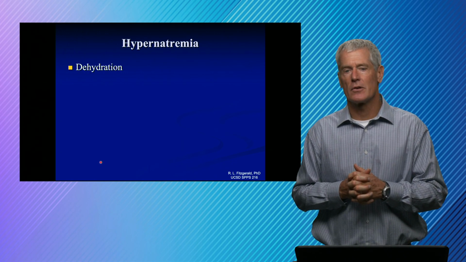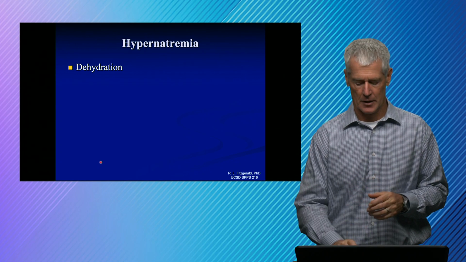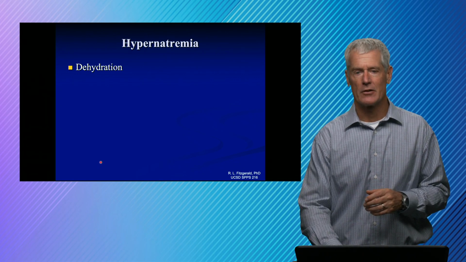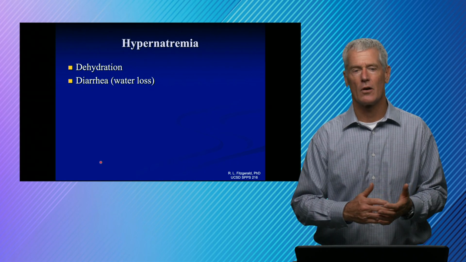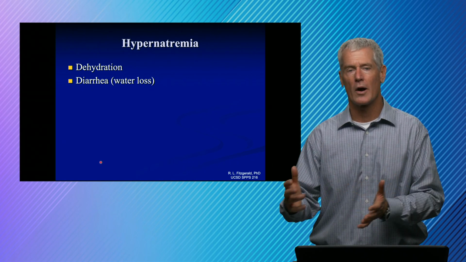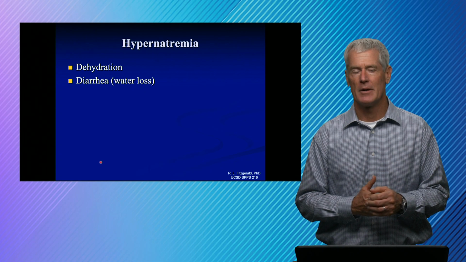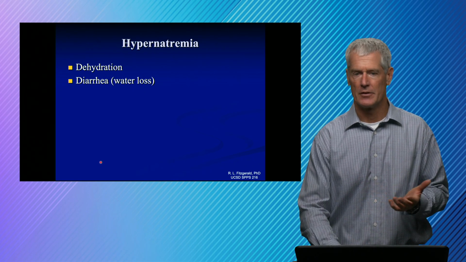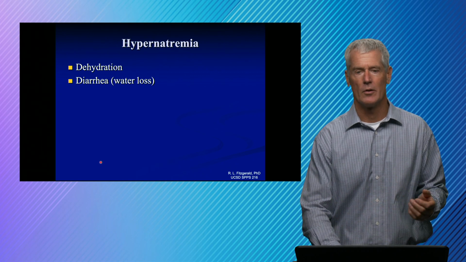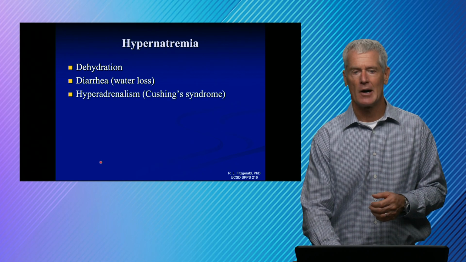So causes of hypernatremia: dehydration, diarrhea. Diarrhea can cause either hypo- or hypernatremia. It depends on the sodium content of the diarrhea. So if you're losing free water, you become hypernatremic.